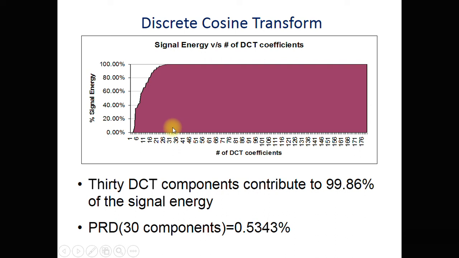So if I take only the first 30 components and discard all the remaining ones, it doesn't matter, because the signal energy that I am going to preserve is 99.86%. That corresponds to the first 30 components. Now the PRD, the percent root mean difference that I get, is about 0.5343%, which is quite acceptable.